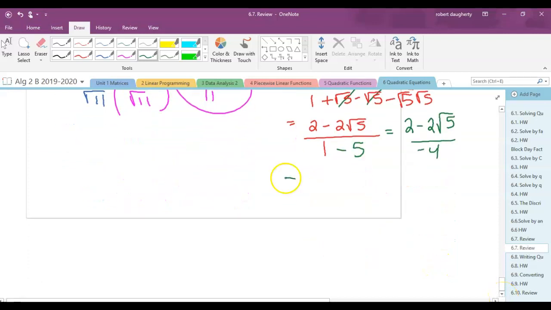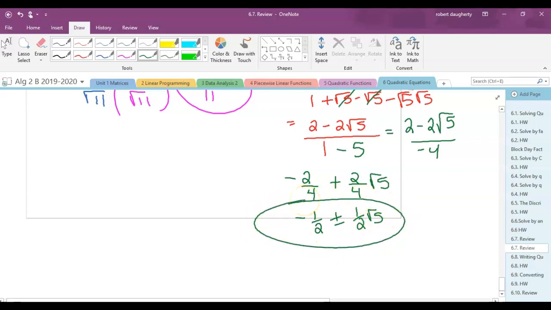So this gives me negative 2/4 plus 2/4 times the square root of 5. We can simplify that further. That's negative 1/2 plus 1/2 square root of 5. And sorry, this is not a plus or minus, this is simply a plus. Another way of thinking, this is negative 1/2 plus the square root of 5 over 2. Another way to write that. Okay, so that's rationalizing that expression.